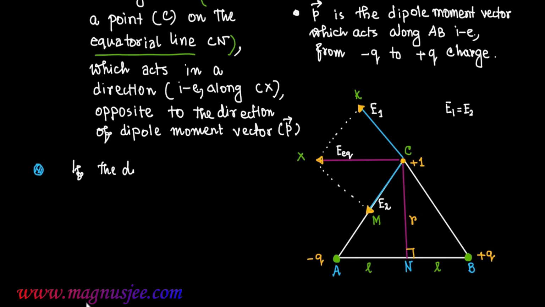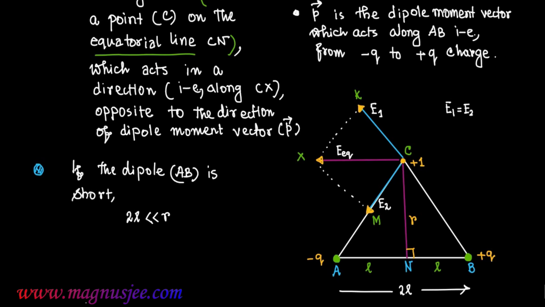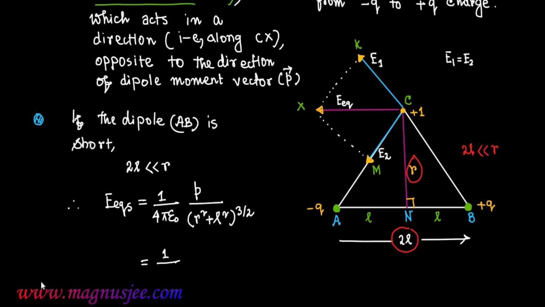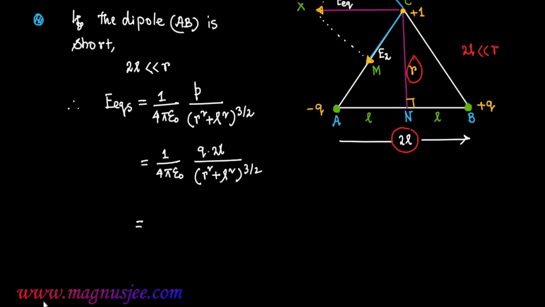Additional information again, if the electric dipole AB is short, that is 2l much less than r. If the dipole AB is very short, in that case 2l will be much less than r. Here 2l is much less than r. r is the distance of the point C from the axial line AB, and 2l is the length of the dipole. Therefore, E equatorial, that is the field intensity, will be 1 by 4 pi epsilon 0 p divided by r square plus l square whole to the power 3 by 2, equal 1 by 4 pi epsilon 0 q dot 2l divided by r square plus l square whole to the power 3 by 2, 1 by 4 pi epsilon 0.